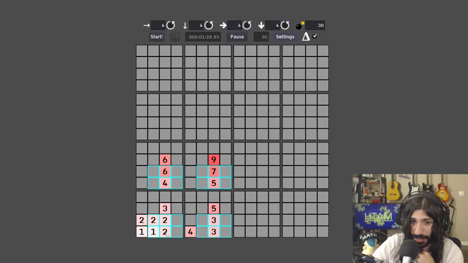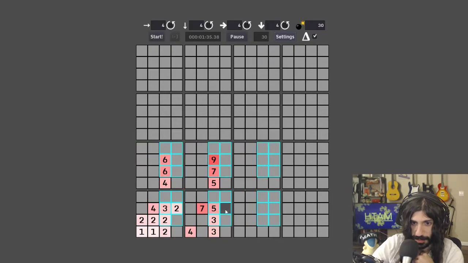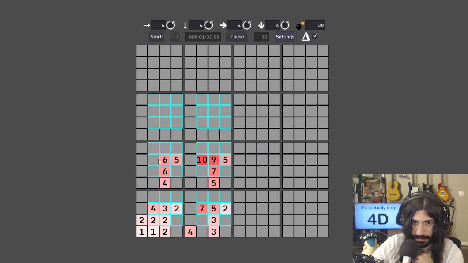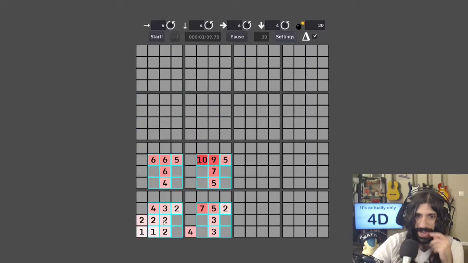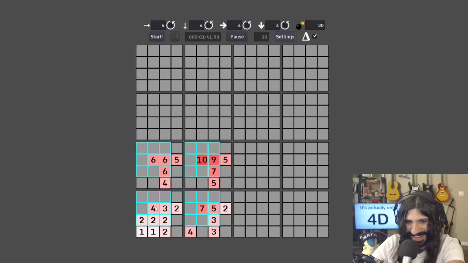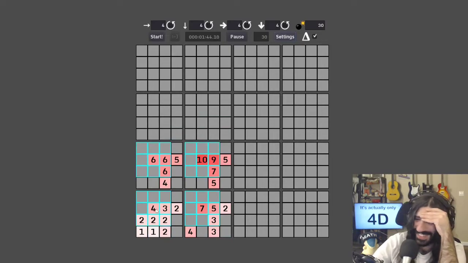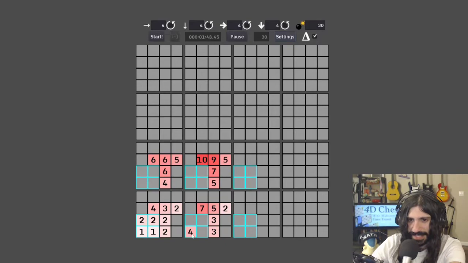Okay, wait, same argument for this guy. So there are no additional bombs between here and here. So these squares must be clear. Okay. All right. Oh, God. Oh, no. I wonder what the solvability is like.